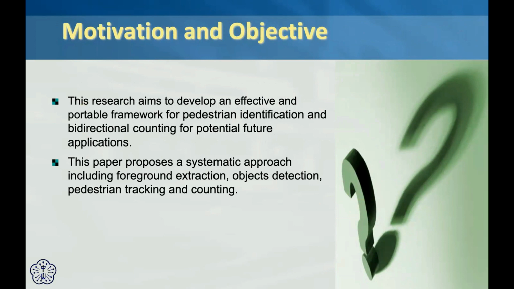So the motivation and objective of this research is that we would like to develop an effective and portable framework, which means the whole device is easy to carry and the cost is very effective, for pedestrian identification and bidirectional counting for potential future applications. And the people counting in this paper consists of a couple of stages. The first one is foreground extraction, then followed by object detection, and finally, pedestrian tracking and counting.